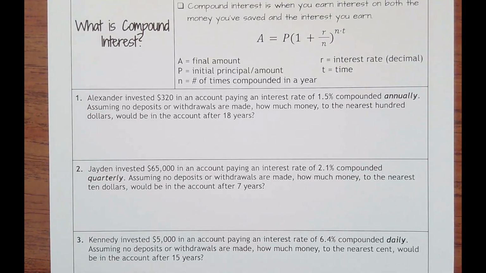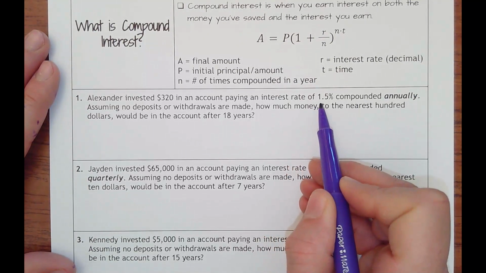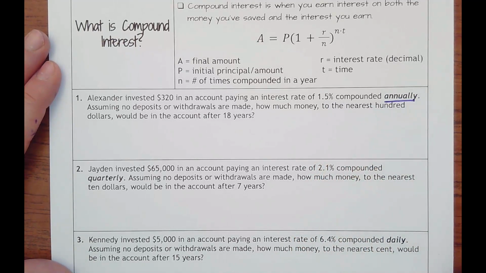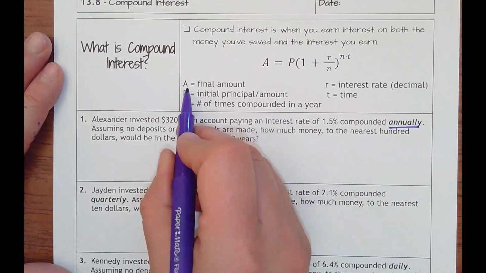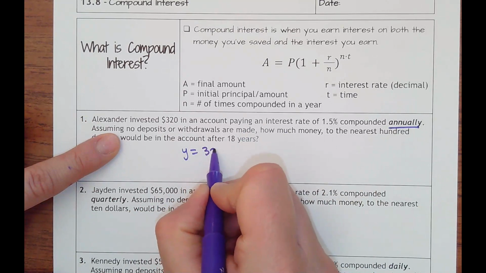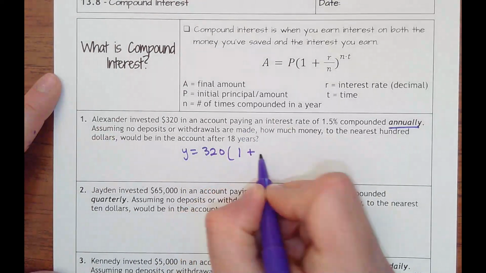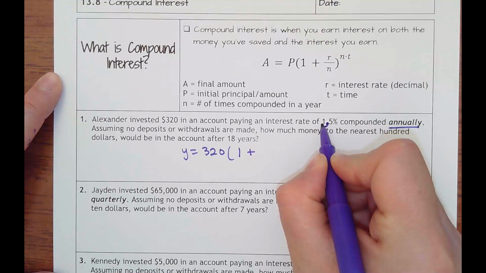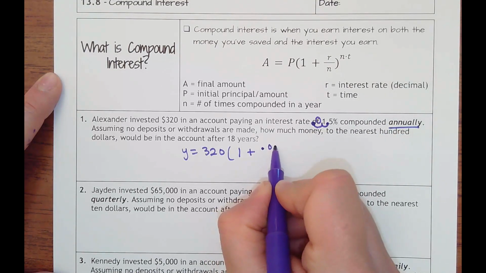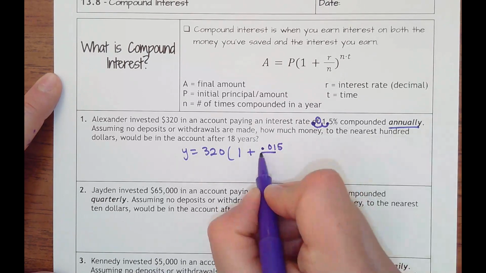So let's try it. Alexander invested $320 in an account. It paid interest rates of 1.5% that was compounded annually. Assuming no deposits or withdrawals are made, how much money to the nearest $100 would be in the account after 18 years? So to find the final amount, you could put Y equals. He started with $320 times 1 plus the rate. Even though it has a decimal, I still need to change it into an actual decimal, which is not a percent. Move it 2 places to the left, so that's 0.015, divided by how many times in a year?